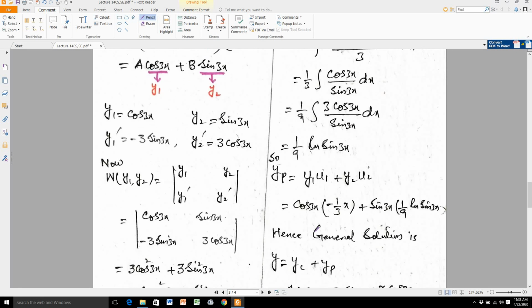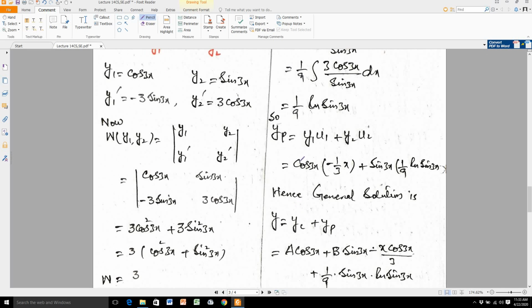Now we are able to compute yp because we have the values of y1, u1, y2 and u2. Here y1 is equal to cos 3x, and u1 is, as you see above, minus 1 by 3 x, plus y2, that is sin 3x, and then u2 is equal to 1 by 9 log natural sin 3x.